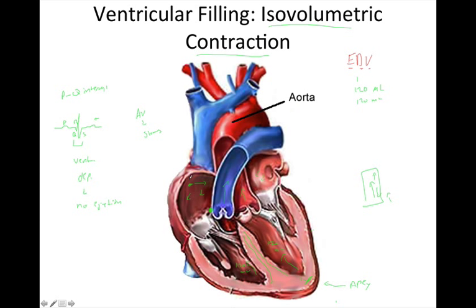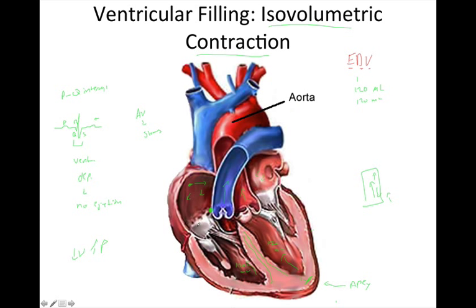Okay, so basically what we're saying here is that the ventricles are contracting, but their volume is remaining the same. They're building up pressure. They're starting to decrease their volume and increase the pressure they're building up. But during this first part of ventricular systole, they're building up pressure and no blood is being moved out.